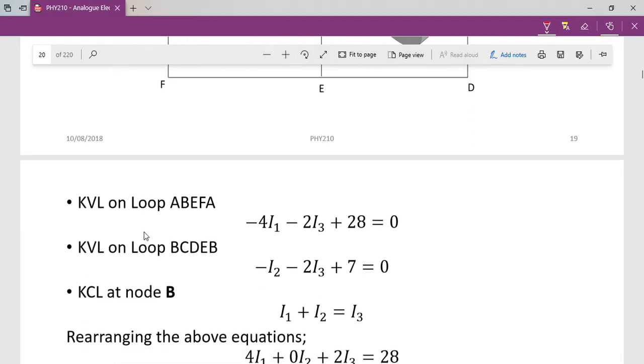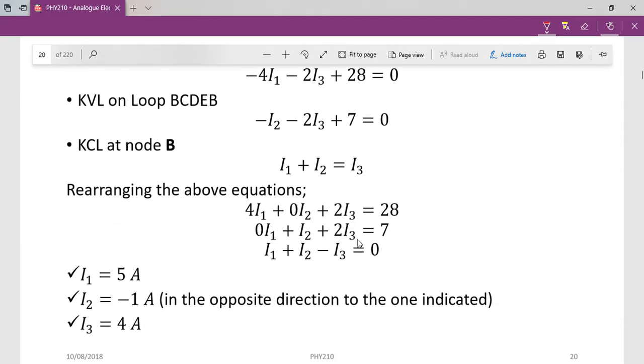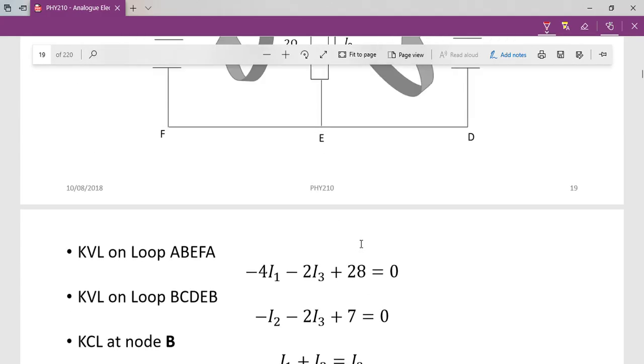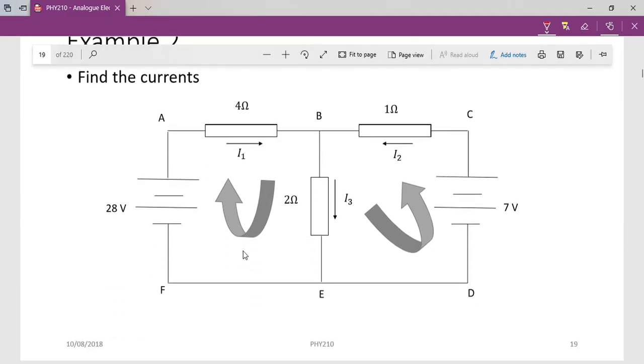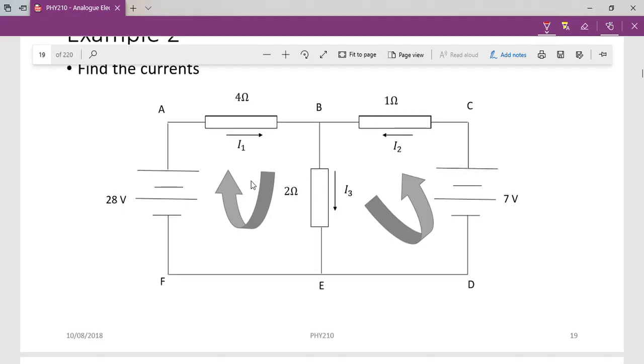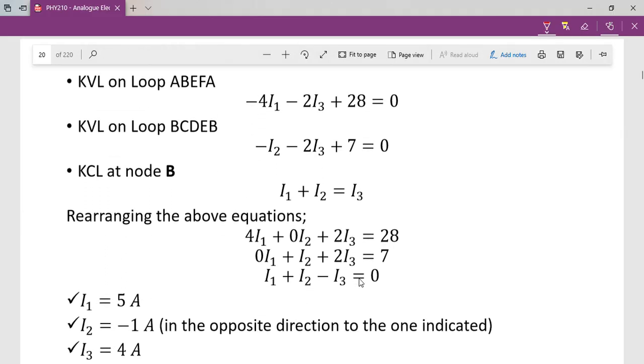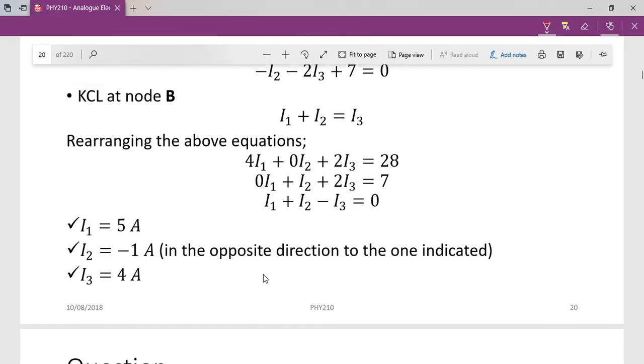Here are some solutions here, so you can move with me. You can check here these loops, select the loops. We have two loops here, then after solving, we obtain current 1, current 2, and current 3.